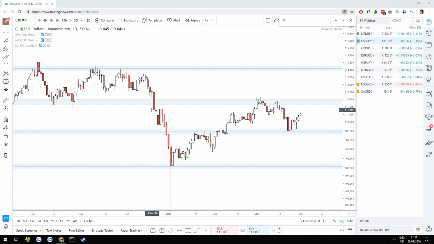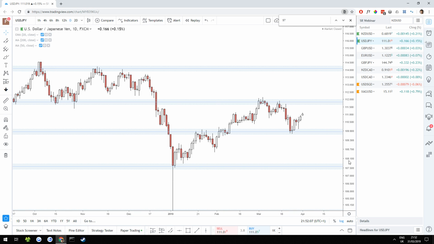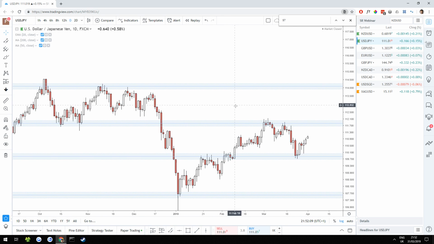Now, why does this happen? What is actually happening at a support area? A support area is an area in which there are a ton of buy orders, right? So down here in the support area, there's a ton of pending buy orders, and those pending buy orders are placed by banks, by hedge funds. When those pending buy orders are hit, when price pushes down to the support area, price starts to push up.